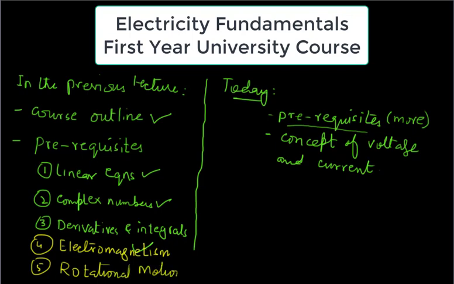Now, these two are the topics that we are going to first discuss, and then later we are going to go into the concept of voltage and electric current. So let's quickly start with electromagnetism. This is prerequisite number 4, theory of electromagnetism.